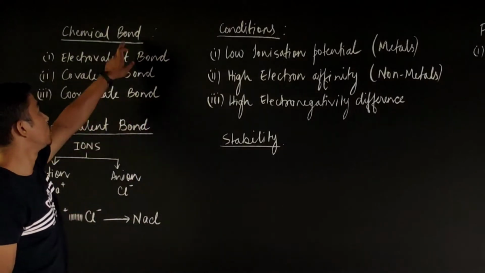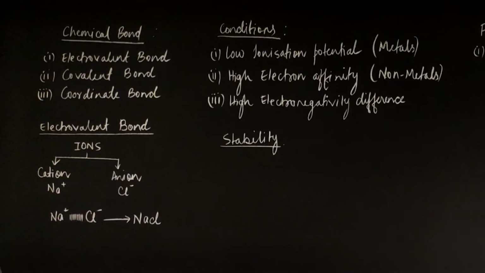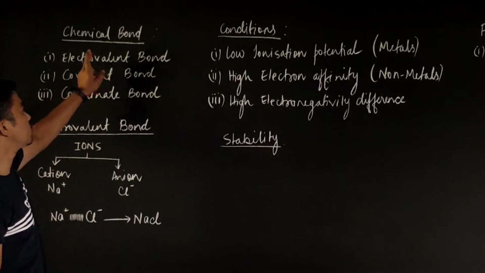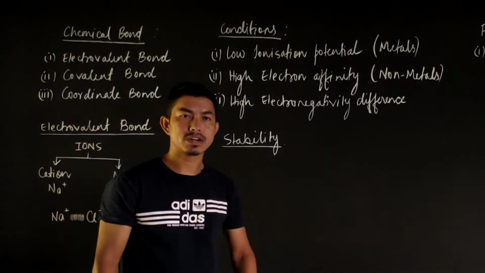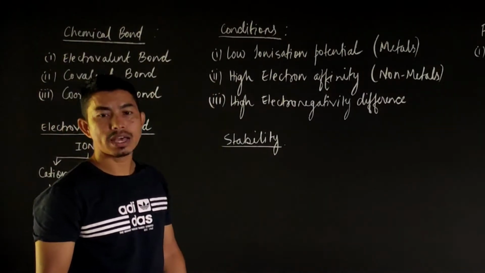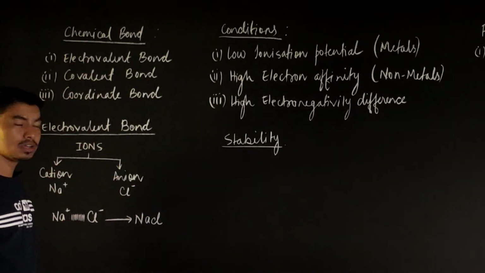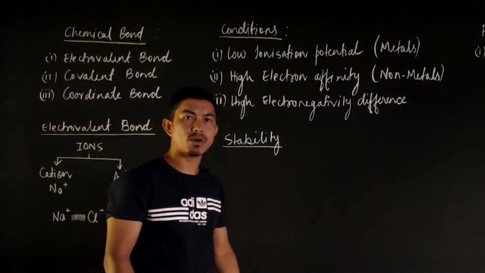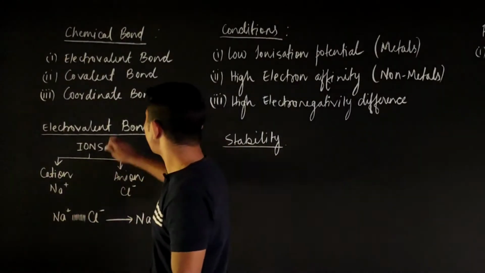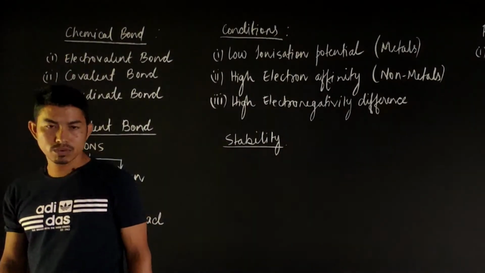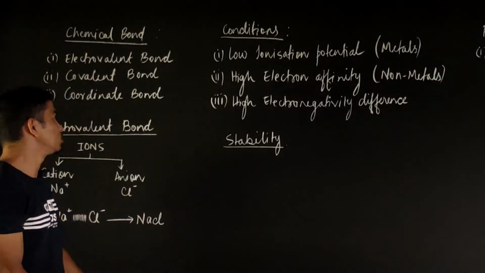So this bond can be formed in three different ways. The first type of bond we have is an electrovalent bond, in which the bond is formed by the complete transfer of an electron from one atom to another atom. The second type we have is a covalent bond, in which the molecule is formed by mutual sharing between the two of the combining atoms. And the third, we have a coordinate bond, in which the molecule is formed by the transfer of electron only by one of the atoms.